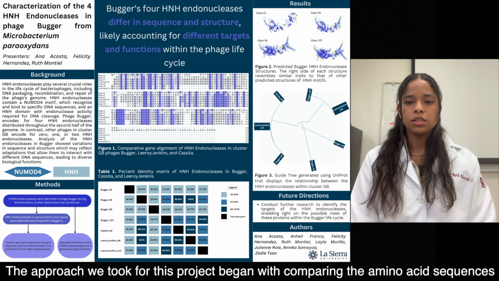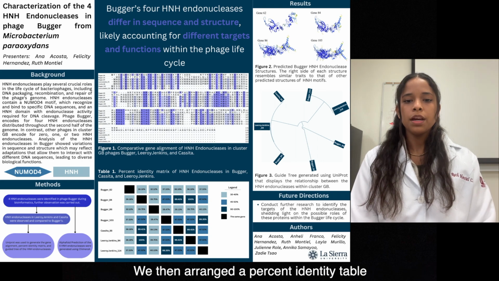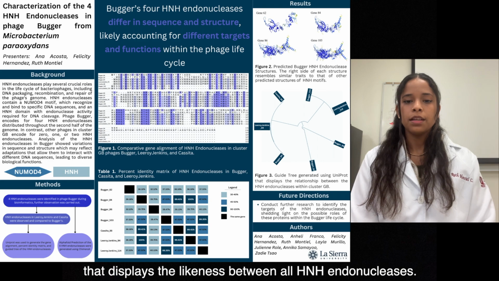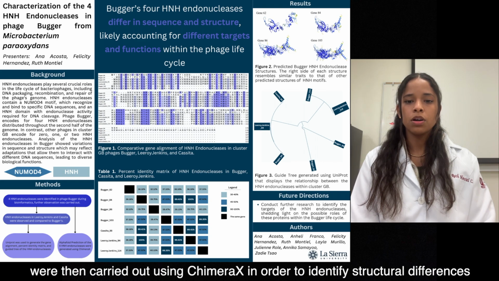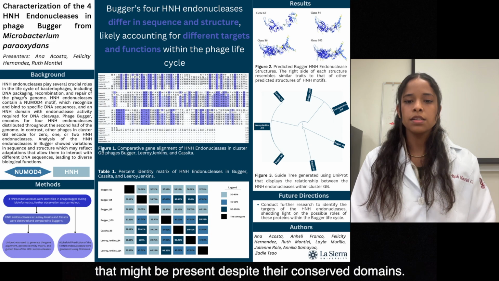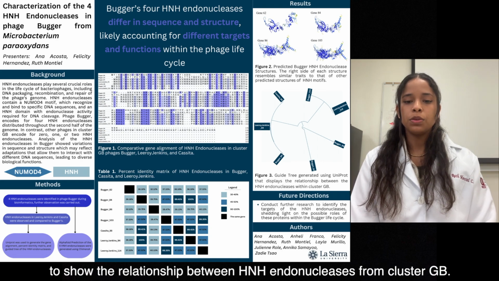The approach we took for this project began with comparing the amino acid sequences of all the HNH endonucleases found in cluster GB phages using UniProt. We then arranged a percent identity table that displays the likeness between all HNH endonucleases. Comparison between the 4 HNH endonucleases in Bugger was then carried out using ChimeraX in order to identify structural differences that might be present despite their conserved domains. In addition, we made a guide tree to show the relationship between HNH endonucleases from cluster GB.